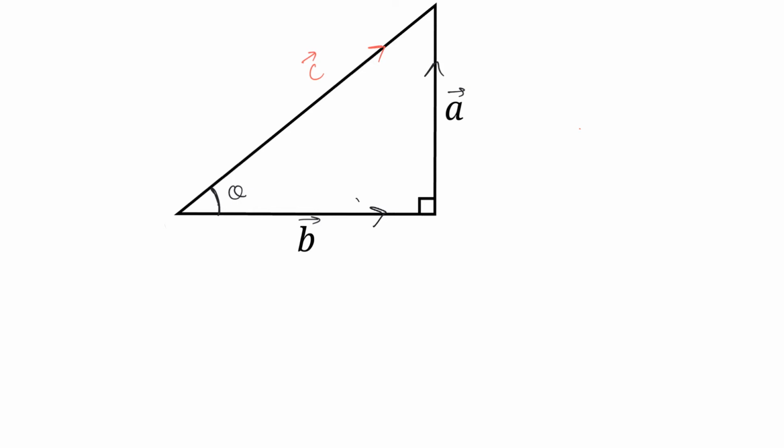So we can find out the value of this B. If I write the equation for cos theta, we know that cos theta is nothing but the adjacent side, that is B, divided by the hypotenuse, that is C.